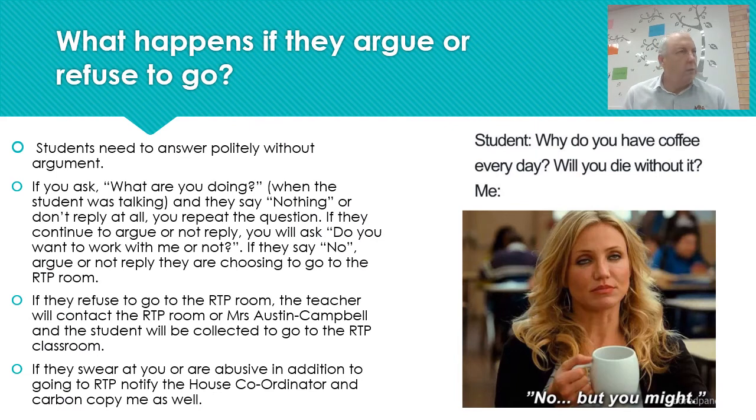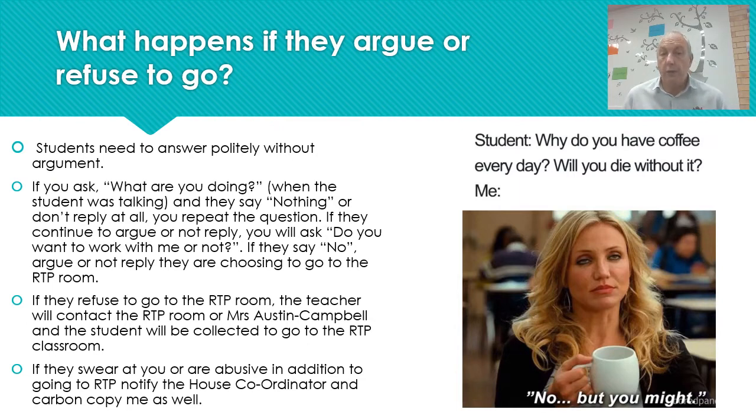So if they argue or refuse to go, now students should answer the questions politely in the same way that teachers need to ask the questions calmly. So if you ask, what are you doing? And the student was talking and they say nothing or don't reply at all, you repeat the question. If they continue to argue and not reply, then simply you ask them, do you want to work with me? If they say no, if they argue or they don't reply, then they're choosing to go to the RTP.